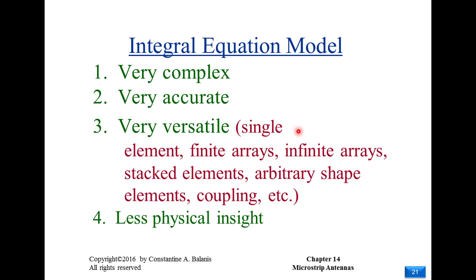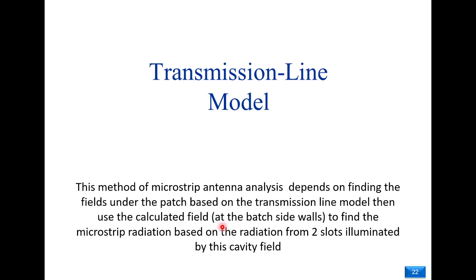Numerical methods are more complex, but they are very accurate and very versatile. They have many different possibilities and many different ways to solve, because they are numerical methods. When you go for numerical methods, you gain accuracy and you lose physical insight, because you're solving equations. During solving, you don't understand much what is going on, but once you get the results, you can see the field and you can start to explain and get some information about the physical behavior of the electromagnetic waves in the problem.